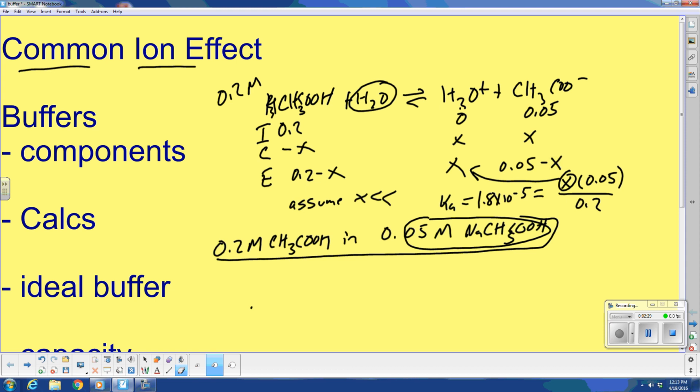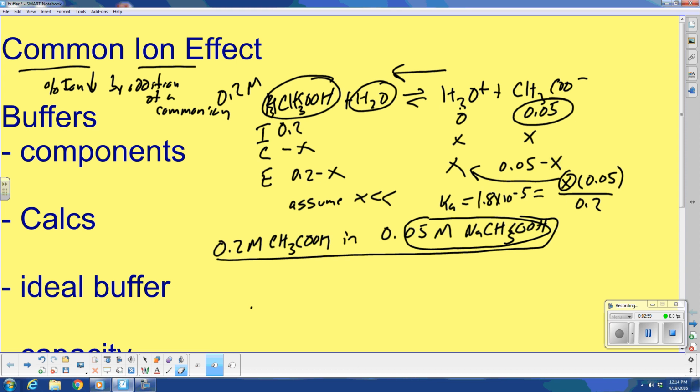Now, just think about what this means. I am already putting something here, so what's that going to do to my equilibrium? It's going to shift my equilibrium in this direction, which means it should reduce the ionization of my weak electrolyte. And that's what the common ion effect is: your percent ionization is going to be decreased by the addition of a common ion.